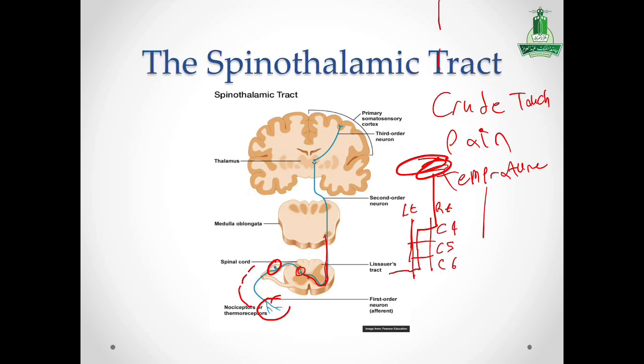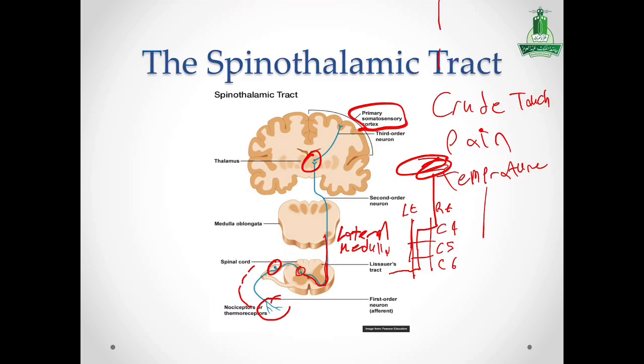Then from there it will continue all the way up, then it will pass through the lateral medulla, the same area where the dorsal column tract would pass, and continue its ascension up until it reaches the thalamus, and from there the second order neuron would finish or terminate, and the third order neuron in the thalamus would originate and reach all the way to the primary sensory cortex.